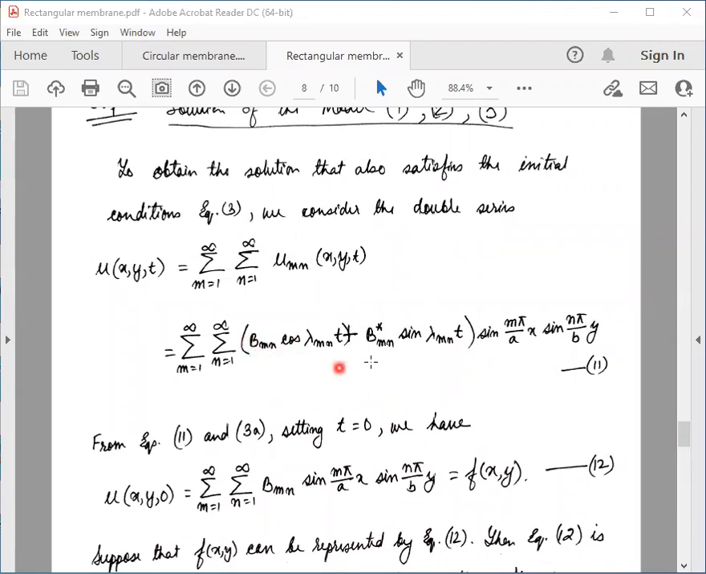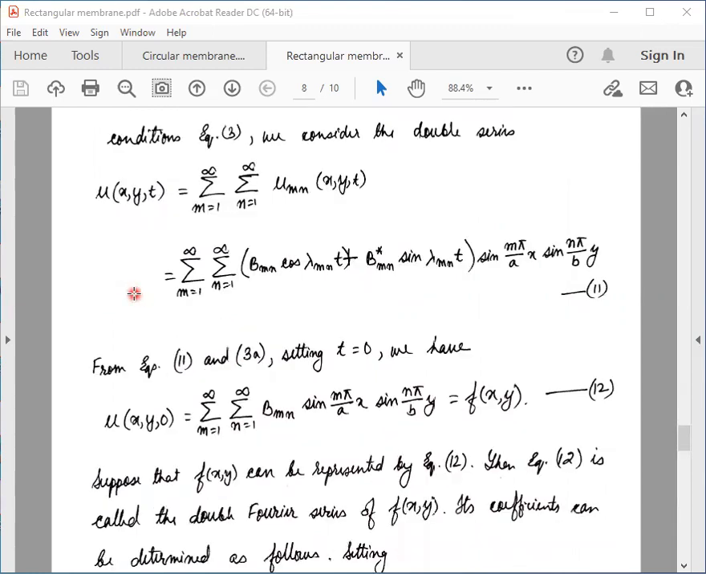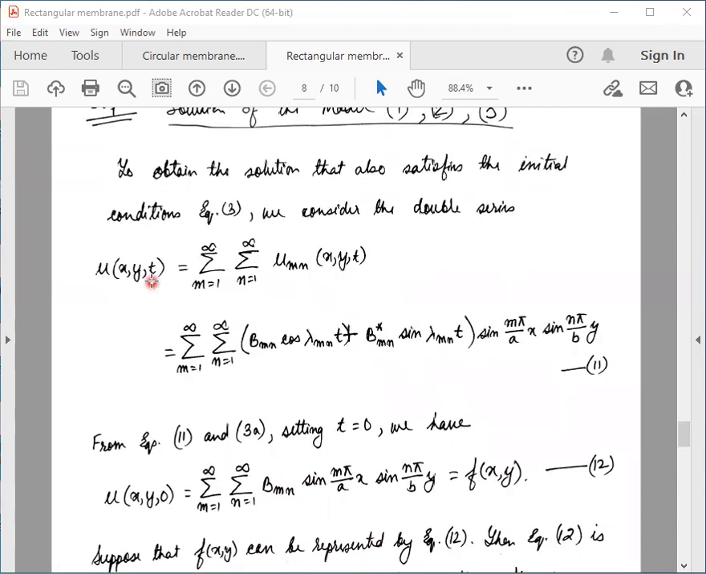And what is the next step? The next step is to obtain b_mn star by using the second initial condition. So to obtain this value b_mn star, we use the second initial condition. And what does the second initial condition give us? It gives us the initial velocity. So to calculate the initial velocity, we differentiate u partially with respect to time t. Then we put t equal to 0 and equate it with g(x,y).